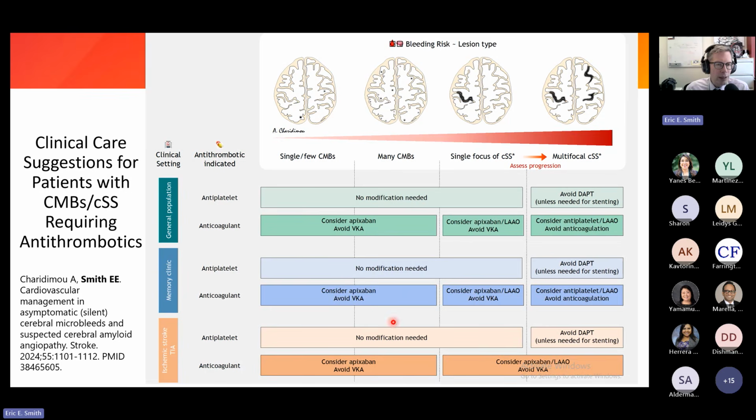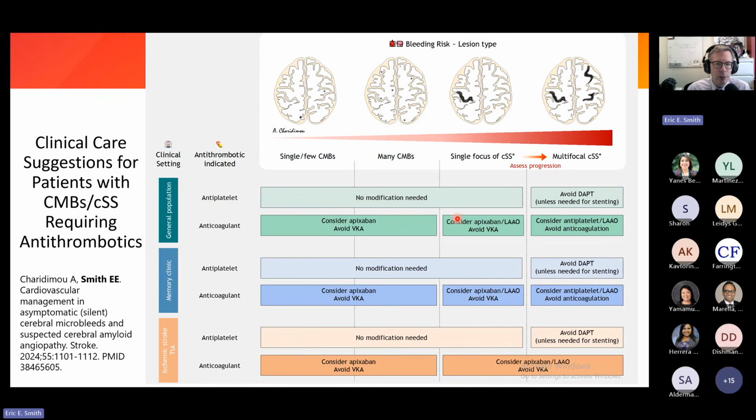But generally speaking, because superficial siderosis is the main driver of hemorrhage risk, unless there are many microbleeds, if there's just a few microbleeds, I don't worry about starting antithrombotic agents like antiplatelets. I would say just go ahead and use antiplatelets if you need to. Same with anticoagulants. If you have many, many microbleeds, I start to get nervous. And if you can select an anticoagulant sparing strategy like left atrial appendage closure, I think it'd be reasonable.